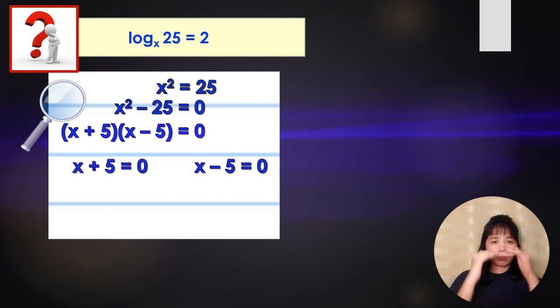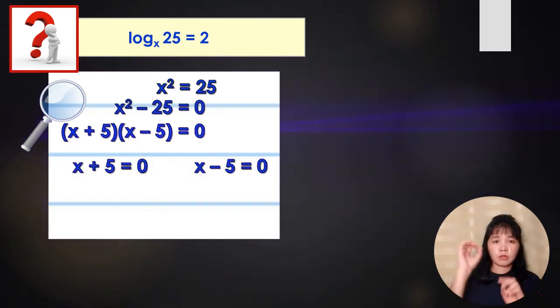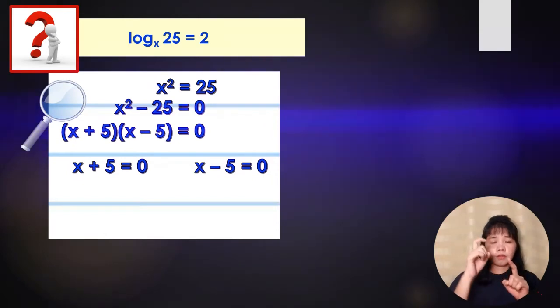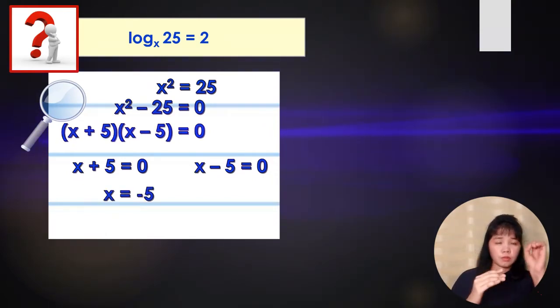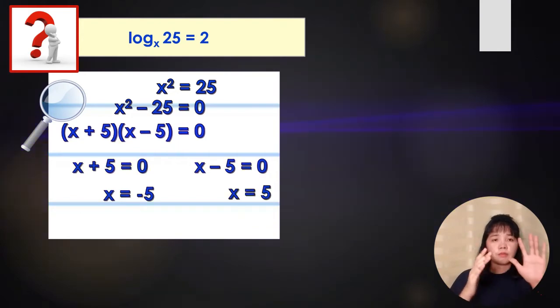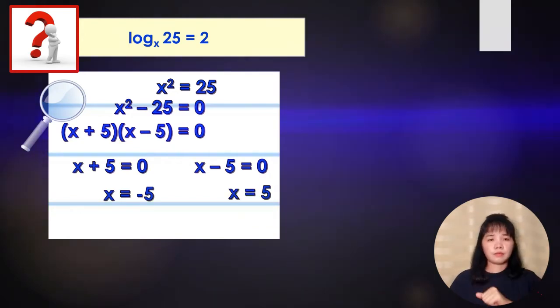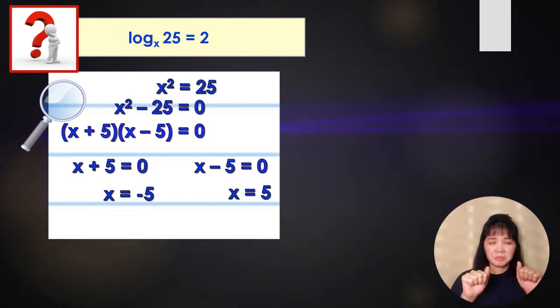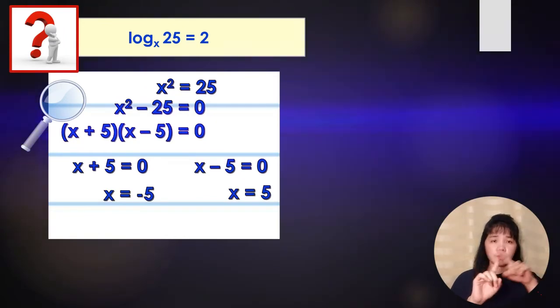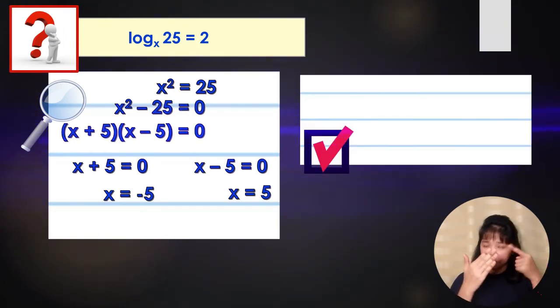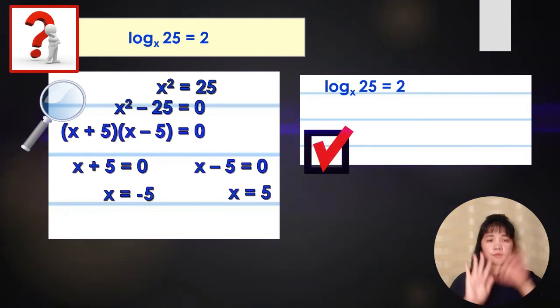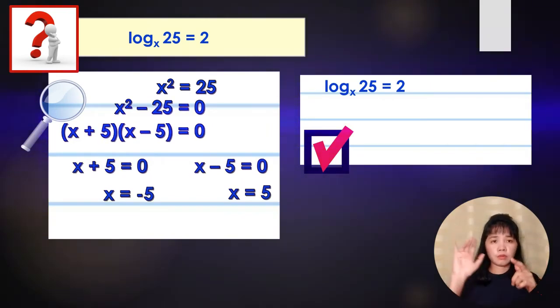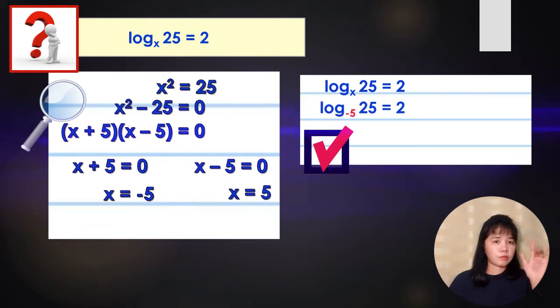Now, using zero factor property, x plus 5 is equal to 0 and x minus 5 is equal to 0. We now have x is equal to negative 5 and x is equal to 5. Now we will check if the two of these are the solutions, or if either negative 5 or positive 5 is the solution. Let's check. Let's start with negative 5. Again, we have the logarithm of 25 to the base x is equal to 2. Substituting negative 5 on x, we now have the logarithm of 25 to the base negative 5 is equal to 2.